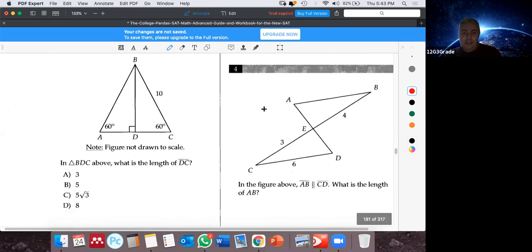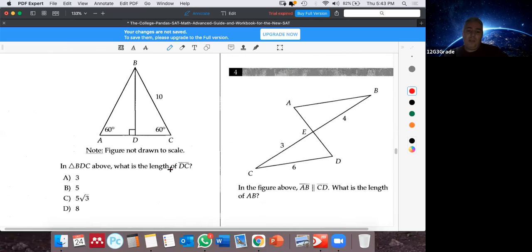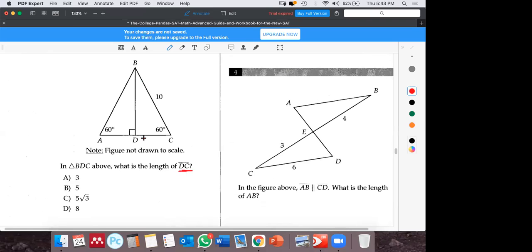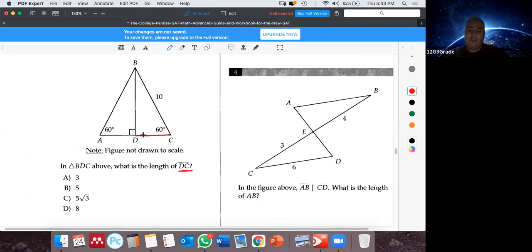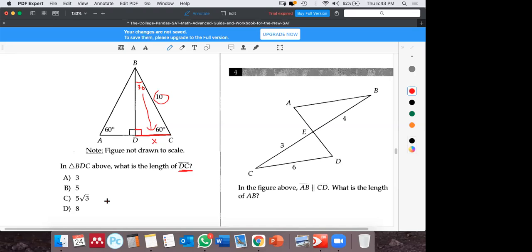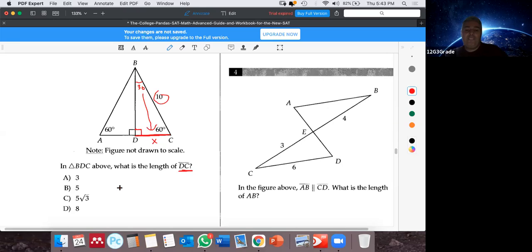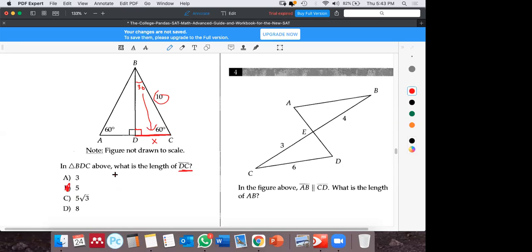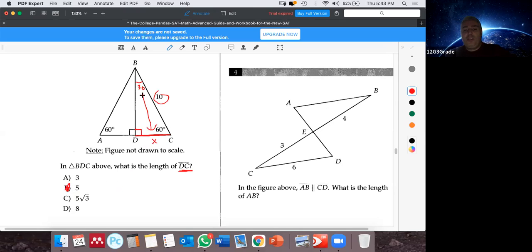Okay, now let's talk about this question. What is DC? Very quickly, I want you to answer this. If this is 90 and this is 60, is this 30? So 90, 60, 30, what will be DC? Answer, tell me. Yeah, 5. Opposite of 30 is half of the hypotenuse. Finished, that's it.